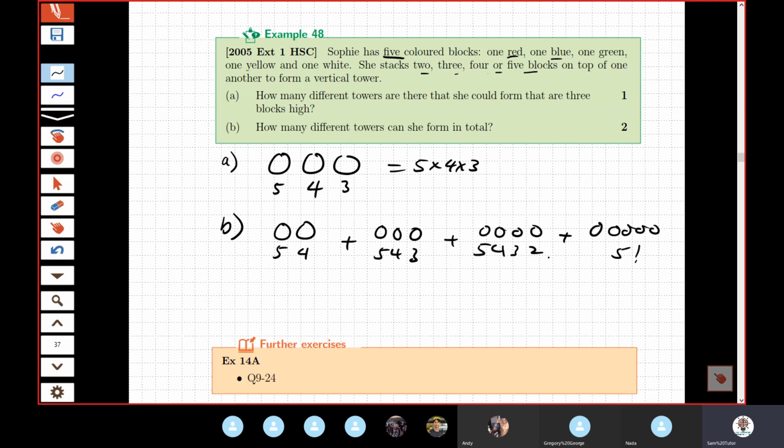Maybe? What's wrong? Because that's 2 blocks high, that's 3 blocks high, that's 4 blocks high, that's 5 blocks high. 5 times 4 times 3 times 2 times 1, whatever that gives you. Any questions? So one second. Maybe I'm wrong.